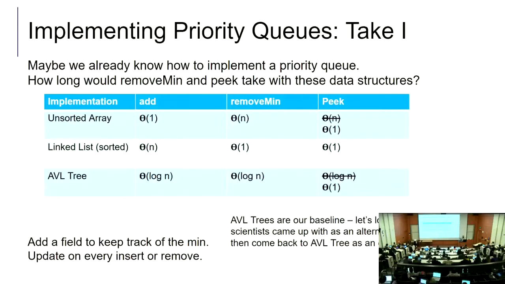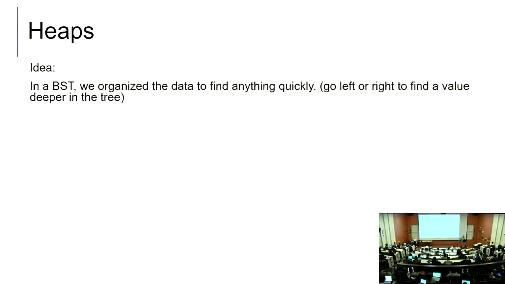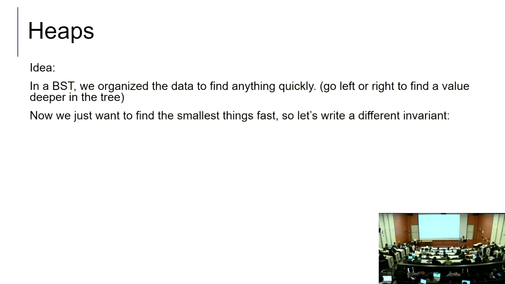So, like many situations, we can, of course, implement the priority queue with any ADT, right? But these are a little suboptimal, right? What if we had a data structure specifically organized to make this easier for us? Introducing the heap data structure. In a binary search tree, we organize the data to find anything quickly, right? Like to go left or right based on whether something was smaller or larger. What if we built off of that idea, that things appear in the tree according to their relative value to the rest of things? But what if we optimize that specifically to find the smallest things really quickly?